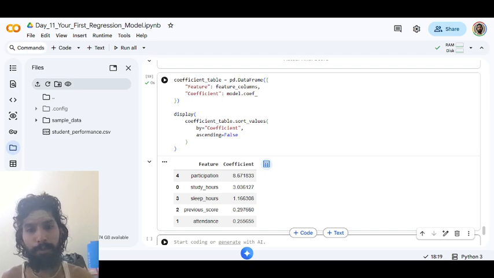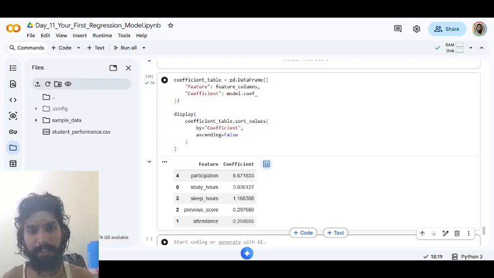Students who study more may also have higher attendance, stronger previous score, better support systems, or greater motivation. There may also be important variables missing from the dataset. Therefore, coefficients describe the model's learned relationship. They are not automatically causal effects.